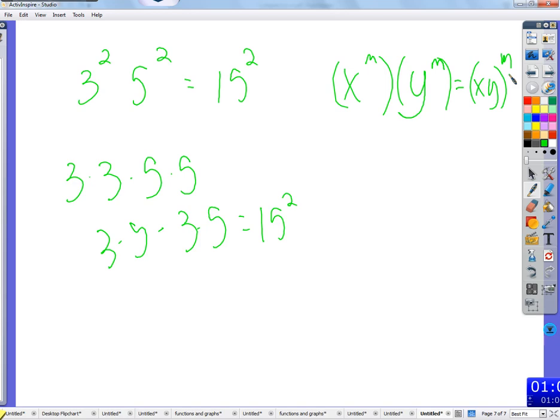So this is true of rational exponents as well. If your exponent is the same, 3 to the 2/3 times 9 to the 2/3, that's 27 to the 2/3. Why is it 9? Because 3 times 3 is 9, and 3 times 3 times 3 is 27. We're looking for the third root of 27, and then we're going to square it. We have 9.